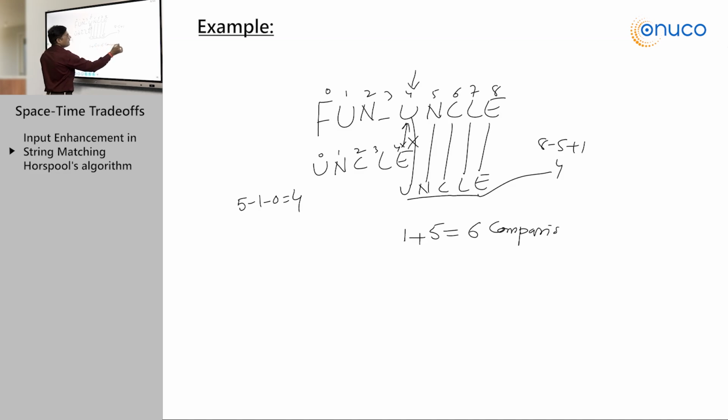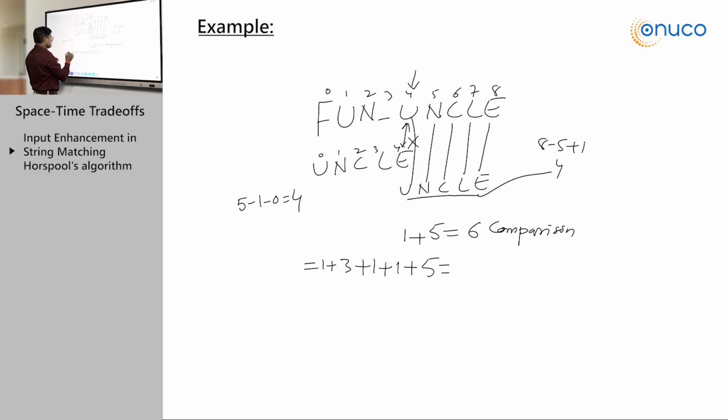When we apply the Horspool algorithm, while doing normal comparisons, how many comparisons are going to be completed? F and U fail, 1 comparison. Then you are shifting towards the right, normal pattern matching. U and U is the same, N and N the same, C and underscore is not matching, 3 comparisons gone. Then again you are shifting towards the right, U and N, 1 comparison. U and underscore, 1 comparison. U and U, from here U, N, C, L, E, 5 comparisons.